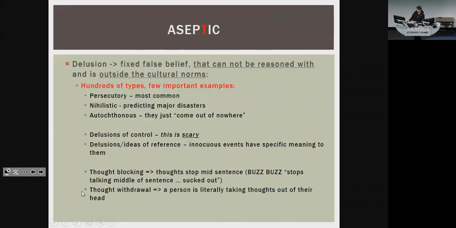People sometimes get confused with the difference between thought blocking and thought withdrawal. Thought blocking is, okay, I'm talking and then halfway through the middle of a sentence, my thoughts are just sucked out of my head. You just lose the thoughts, okay? Thought withdrawal is you in the front row are actually pulling the thoughts out of my head. See the difference between the two? And Presnell will always put those two in, thought blocking and thought withdrawal, as an option. So just make sure you know the difference between the two.